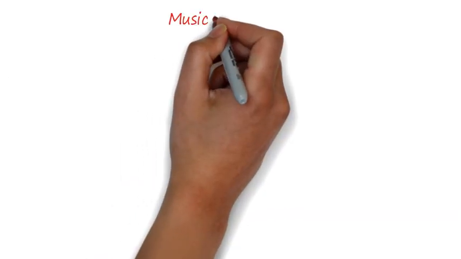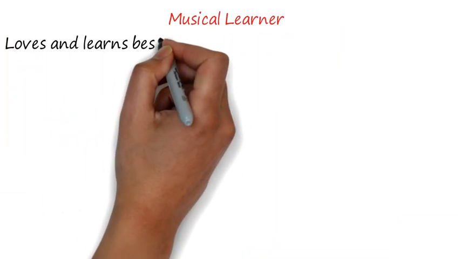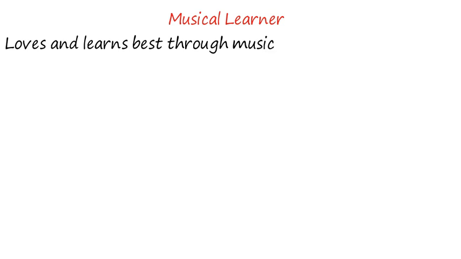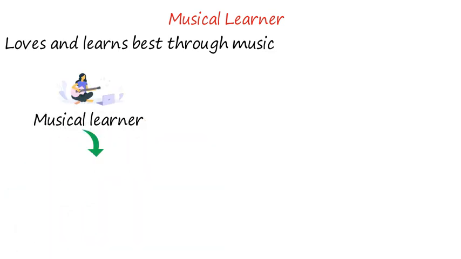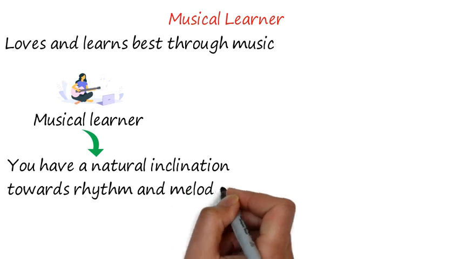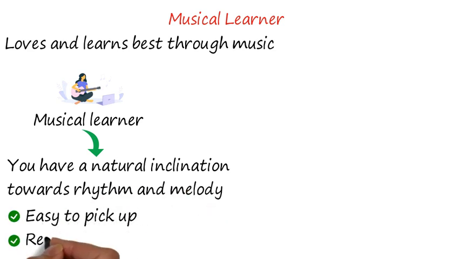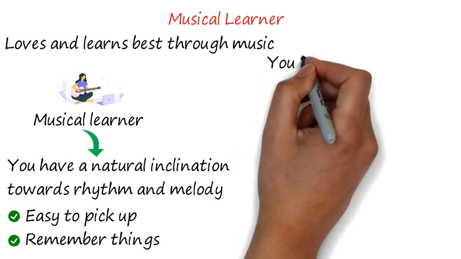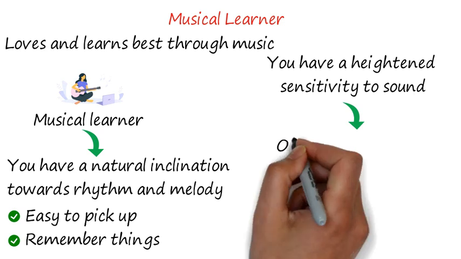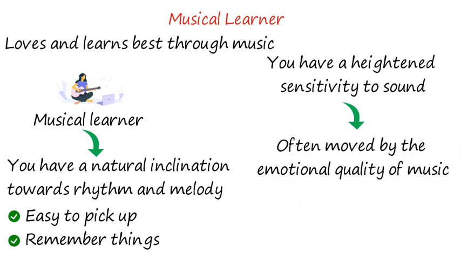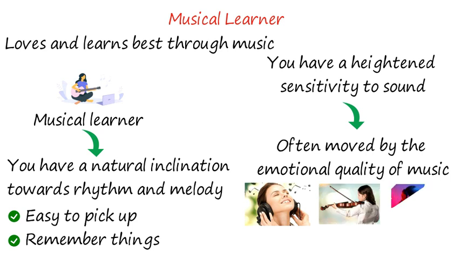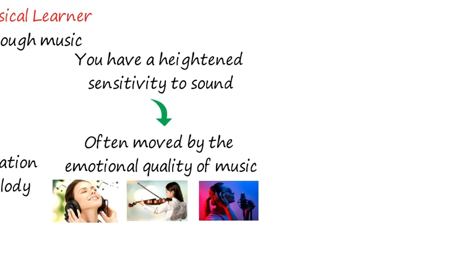Musical learner. A musical learner is someone who loves and learns best through music. As a musical learner, you have a natural inclination towards rhythm and melody. You may find it easy to pick up and remember things when they are presented to you in a musical format. You have a heightened sensitivity to sound and are often moved by the emotional quality of music. Whether you are listening to music, playing an instrument, or singing, you are happiest when you are surrounded by music.